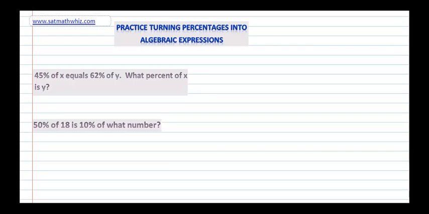Now let's practice turning percentages into algebraic expressions. 45% of X equals 62% of Y. What percent of X is Y? 0.45X equals 0.62Y. Divide both sides by 0.45, and Y comes out to 1.378. If 0.05 is really 5%, then this decimal form 1.378, we need to move it 2 spaces to the right, just like we did with the 0.05, and we get 137.8%.